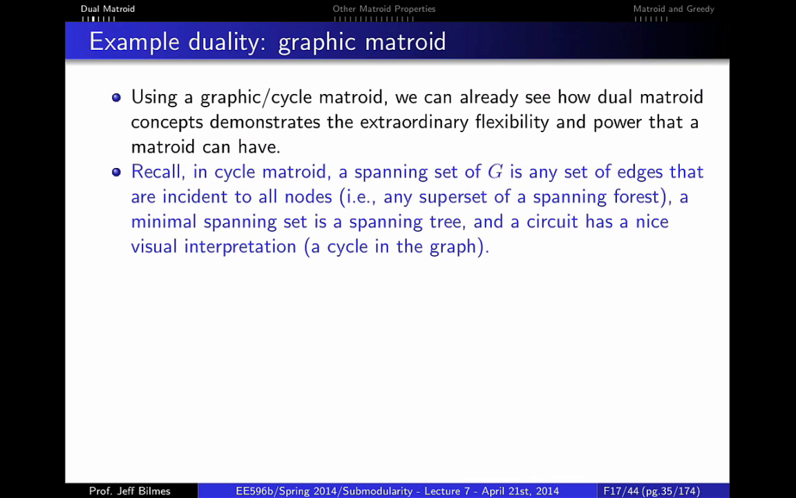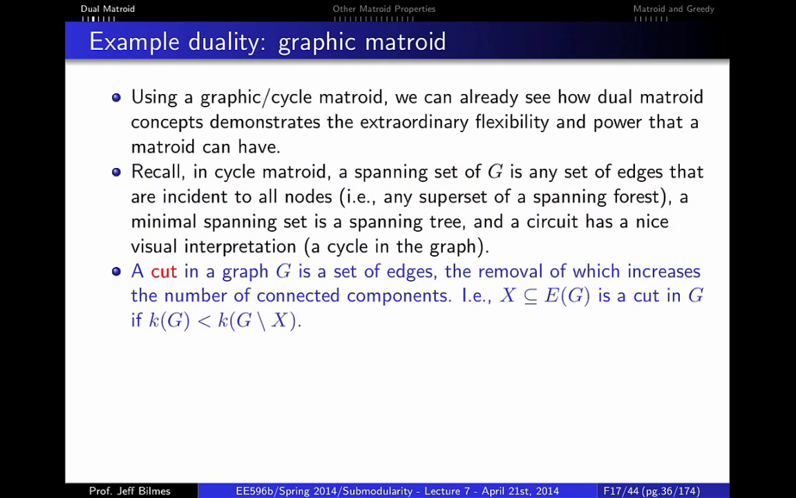So in a cycle matroid or a graphic matroid, a spanning set is any set of edges that are incident to all nodes, a superset of a spanning forest, as we've said. And a minimal spanning set is a spanning tree if the graph is connected. And circuits, I've already said this, have nice visual interpretations. They're cycles in a graph. It's very easy to see.